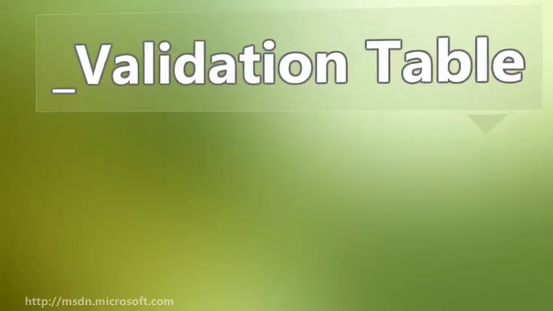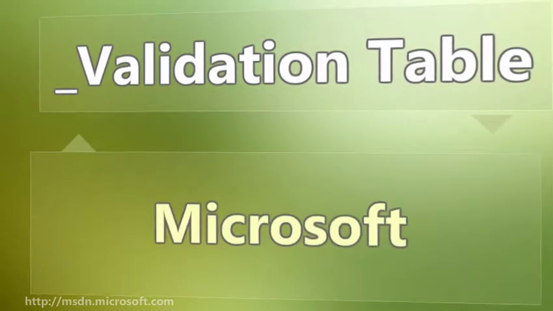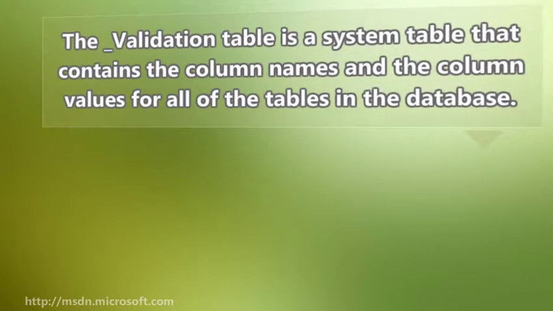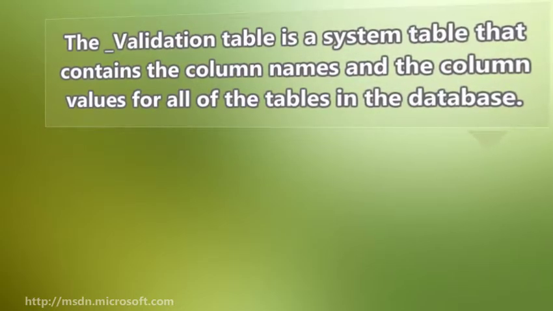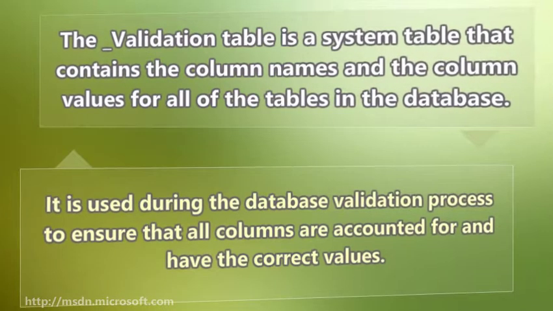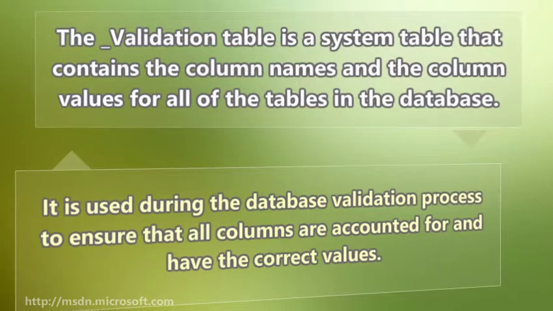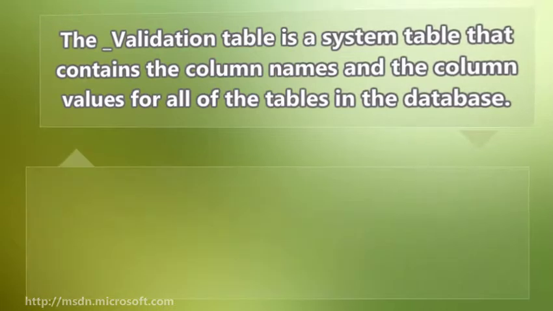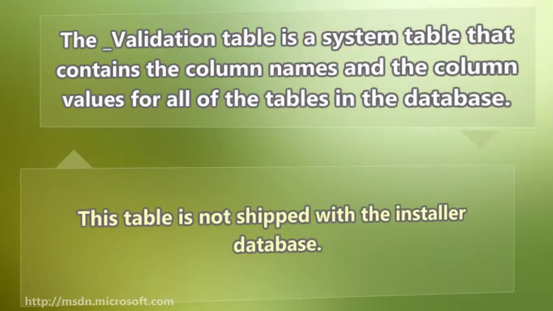Validation table. The validation table is a system table that contains the column names and the column values for all of the tables in the database. It is used during the database validation process to ensure that all columns are accounted for and have the correct values. This table is not shipped with the installer database.